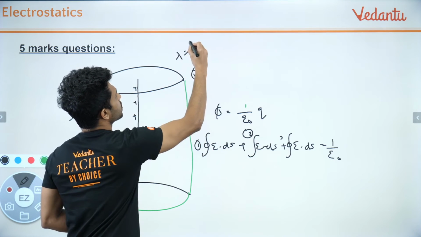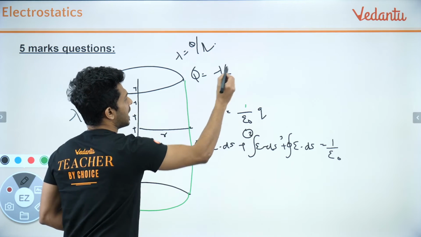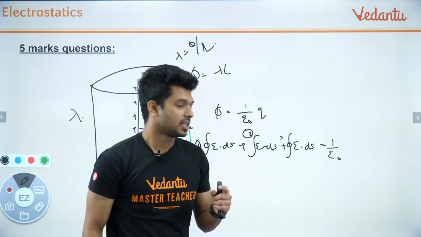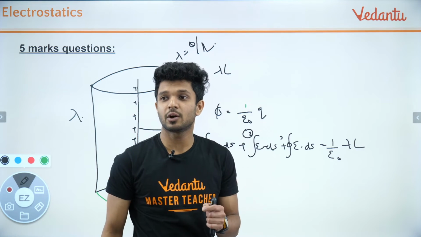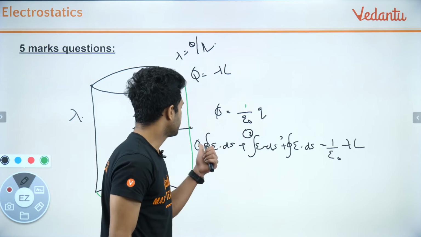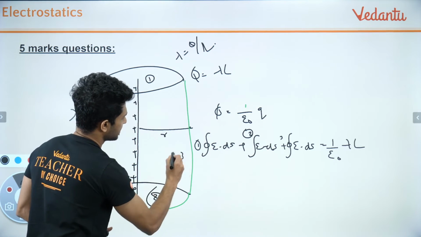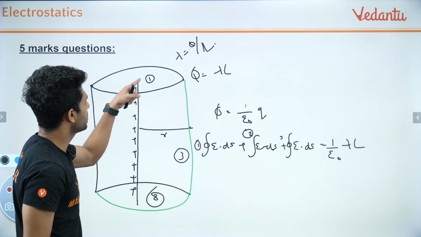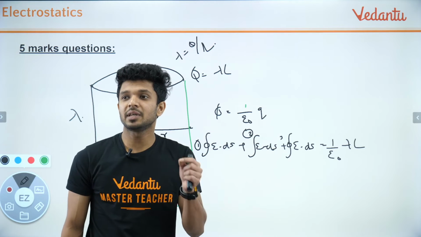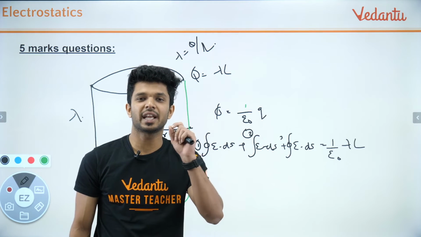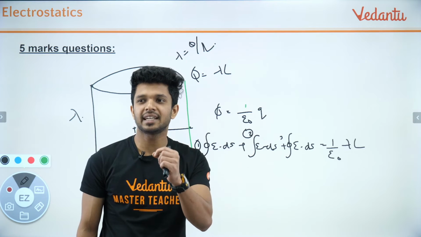Lambda is equal to Q divided by L. So Q will be equal to lambda times L, right? I hope nobody is having a doubt in that. All good. So if I mark 1, 2 and 3, can you tell me what will be the flux lines passing through the surface 1 and 2? Who will tell me the flux lines passing through the surfaces 1 and 2?